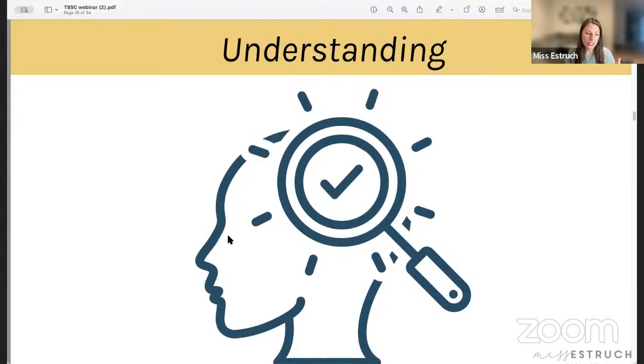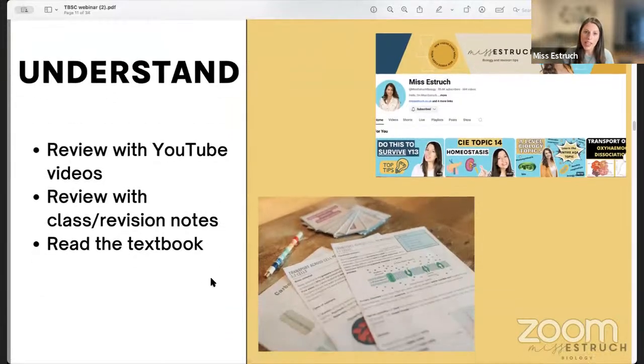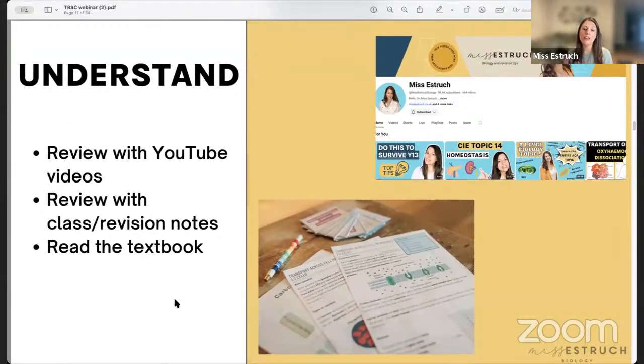Your teacher is teaching it to you so that you understand it. But if you didn't understand it in the lesson, then the sorts of things you can do by yourself independently as part of your revision to make sure you understand it to start with could be review using YouTube videos, which I'm sure you're aware of because you're literally on my YouTube channel right now.